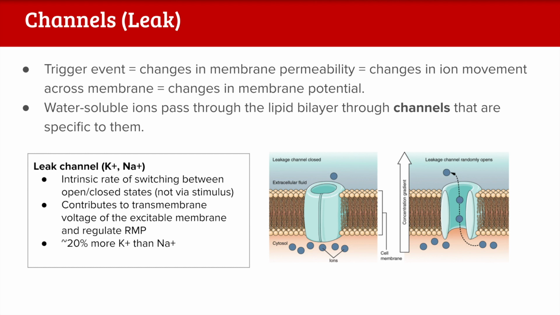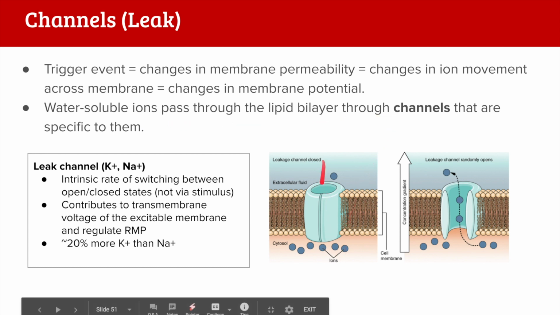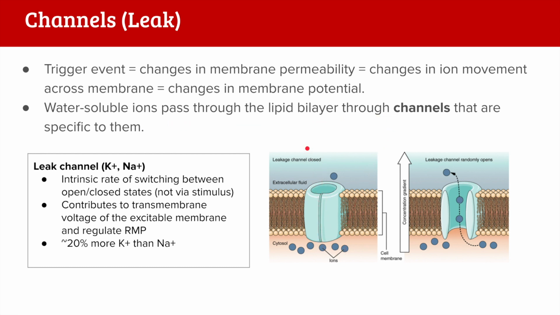Now we're going to move on to the channels. A change in membrane potential is caused when first there's a triggering event, and this changes the membrane permeability. That depends on all the channels, and if there's a change in the channels, of course there's a change in the ion movement across the membrane, and therefore the membrane potential is changed. These water-soluble ions pass through the lipid bilayer only through channels, and these channels are very specific to the type of ion that they allow through.